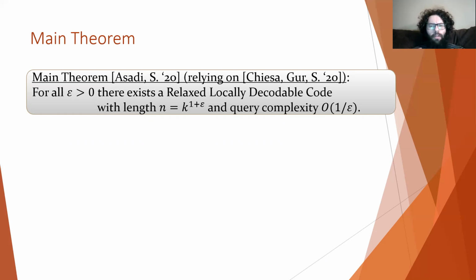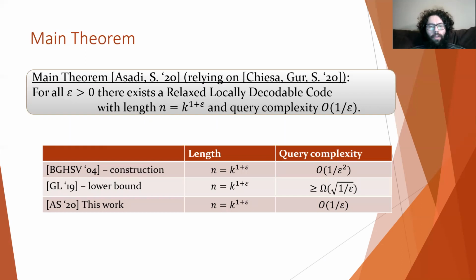So that's certainly much better than what we can get with LDCs, but it just shows it's a different object. To compare it to previous work, I'm going to compare it only to the work of BJHSV, who showed a construction of these relaxed locally decodable codes where, if we fix the same epsilon and let n be k to the power 1 plus epsilon, then the query complexity is 1 over epsilon squared. While our work gives a different construction where the query complexity is only 1 over epsilon.